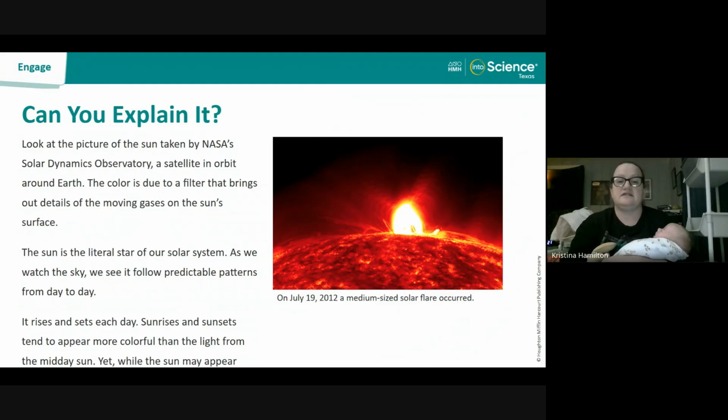So looking at this picture of our solar flare, we use this filter so that way we can see those explosions and we can see the colors because we are looking at something so far away.